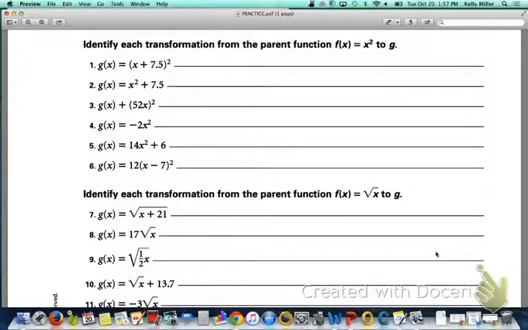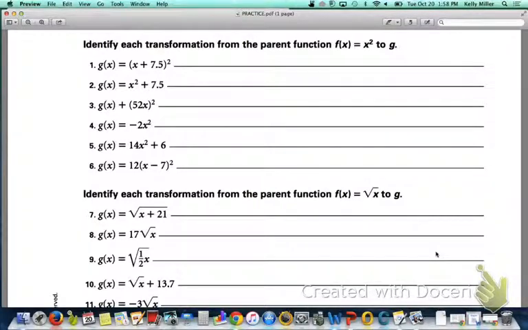Number 6, what's this 12 going to do? Vertical stretch again. And then the minus 7 inside is going to be right 7 units.